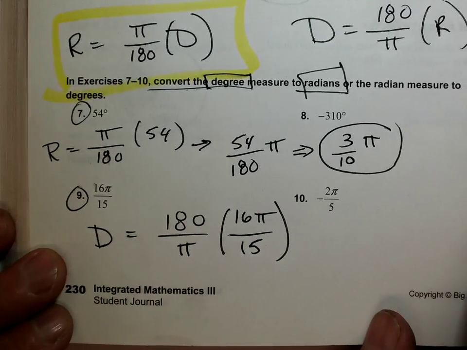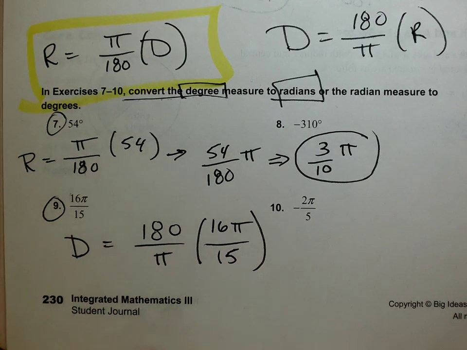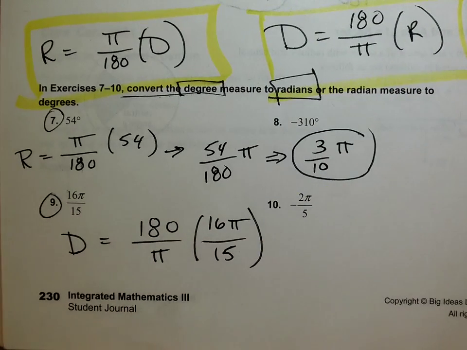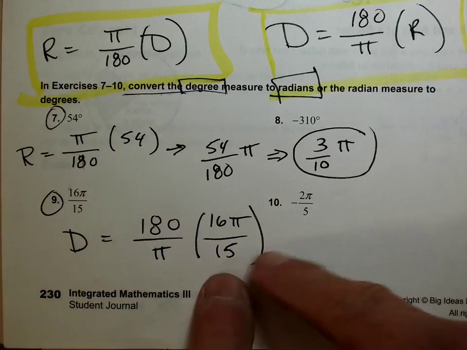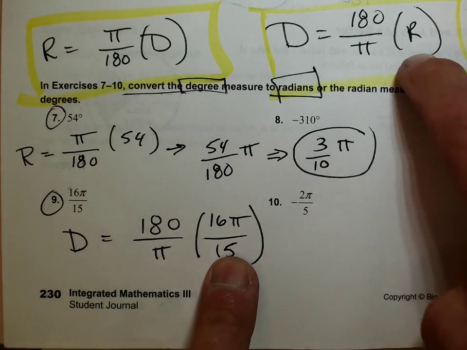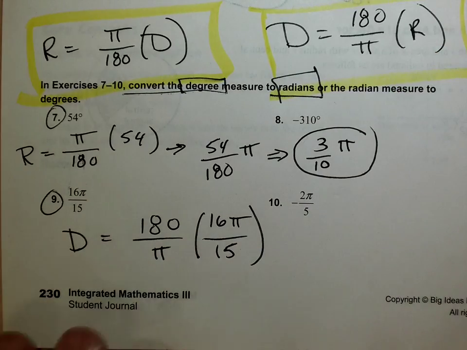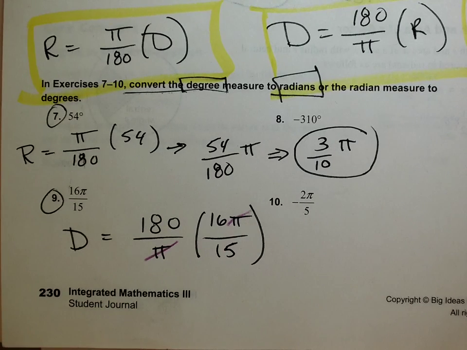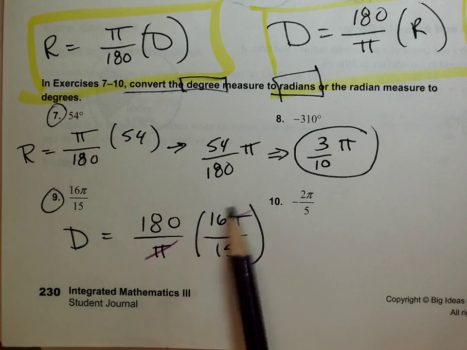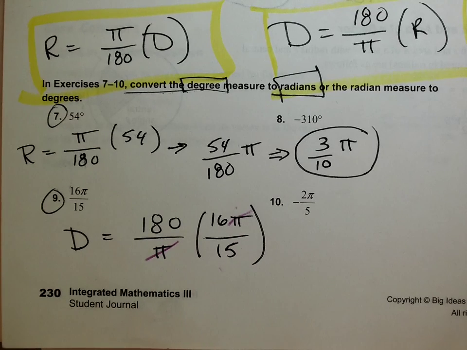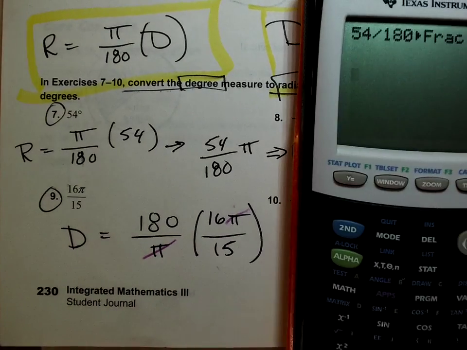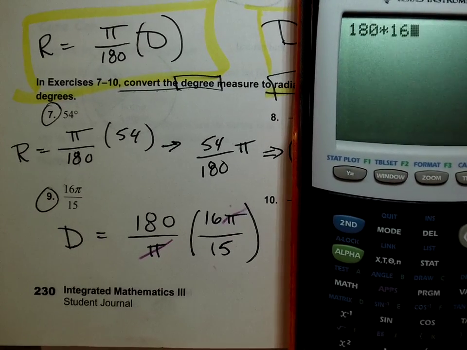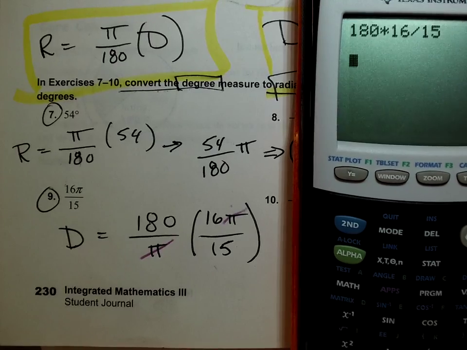Okay, so I'm using my formula here. Thanks, Cody. I need you to see that. All I did is put the radian in for the r. Now I'm going to simplify it. First thing I noticed is I can cancel the pi's. Pi cancels pi, right? And then I'm going to take my calculator. I'm going to go 180 times 16 divided by 15. Just use your calculator. I get 192.